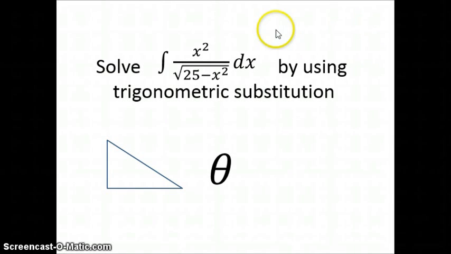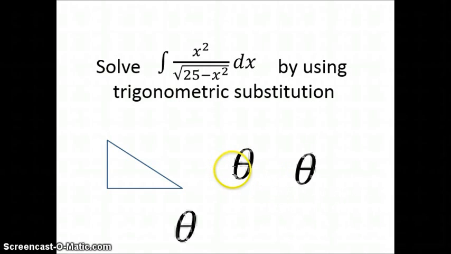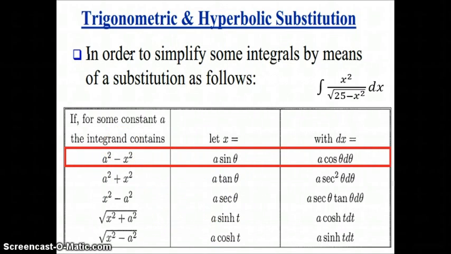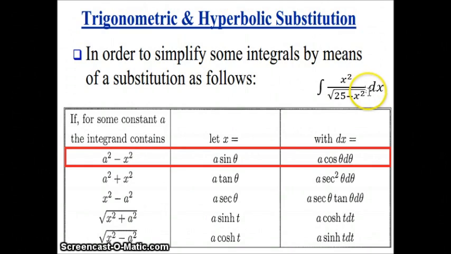Hello everyone, today I'll be explaining how to integrate such equations by using trigonometric substitution. The things that you will be seeing would be a right angle triangle at the end of the solutions and this symbol called theta, and a lot of it. So first we have to identify what we want to substitute our x with, and how do we know this is by following this table given here.